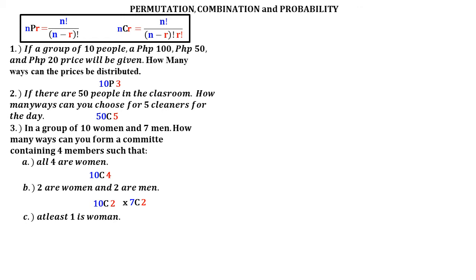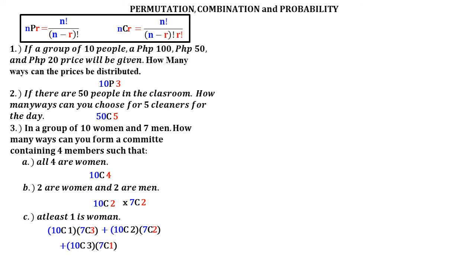Now, let's consider 1 woman. From the group of 10, we will choose 1, and from the group of 7 men, we will choose 3. That is now at least 1 woman. Sabi nga natin kanina, it can also be 2 women, so we will add 2 women and 2 men. Sa 10 na women natin, pipili tayo ng 2, and sa 7 men natin, pipili tayo ng 2. Now, let's add again at least 3 women. So, 3 women and 1 man, that is still 4.